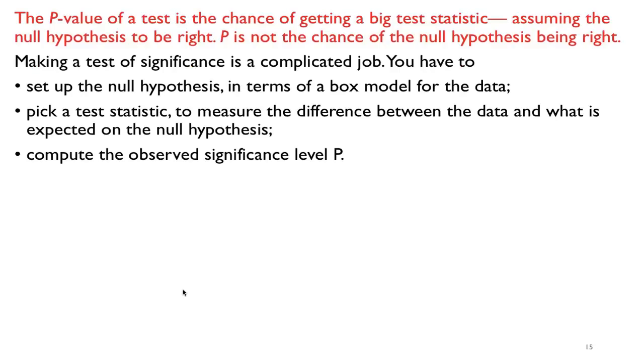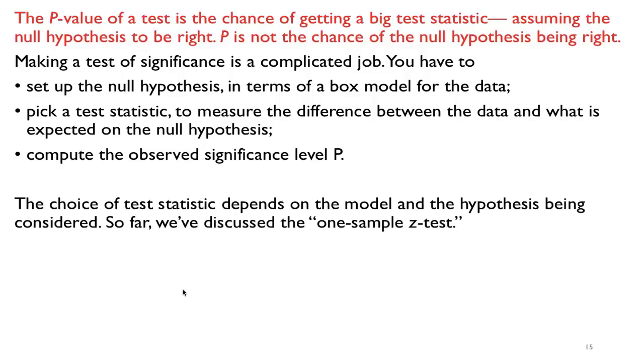So this test of significance is that complicated. You have to first set up a null hypothesis in terms of the box model for the data, and then you have to pick a test statistic to measure the difference between the data and what is expected on the null hypothesis. And we have to compute the p-value, the observed significance level.